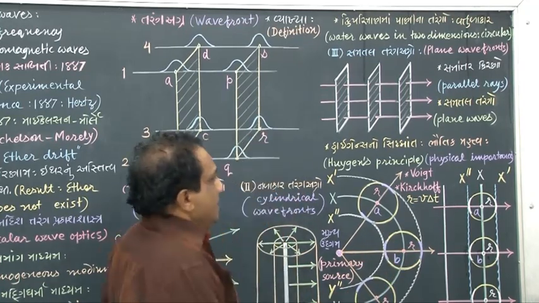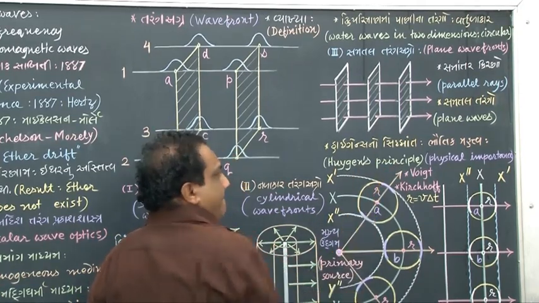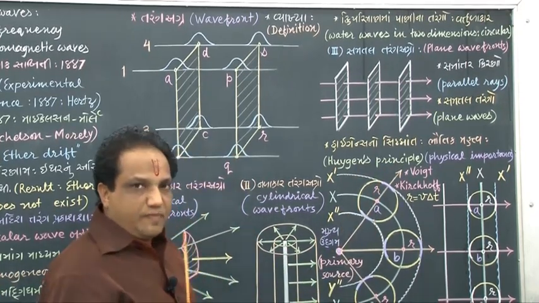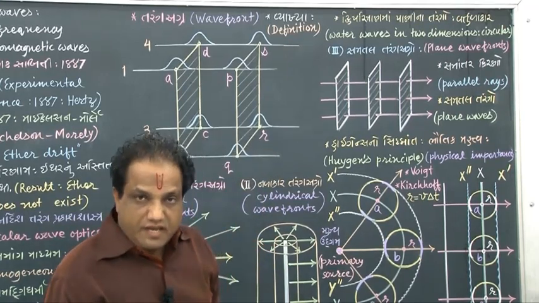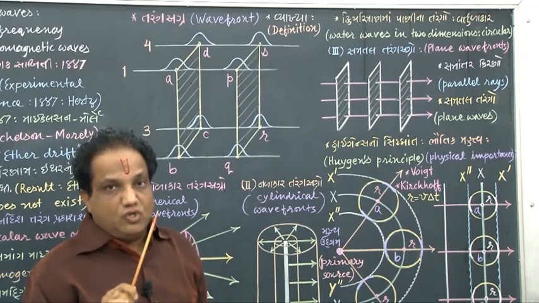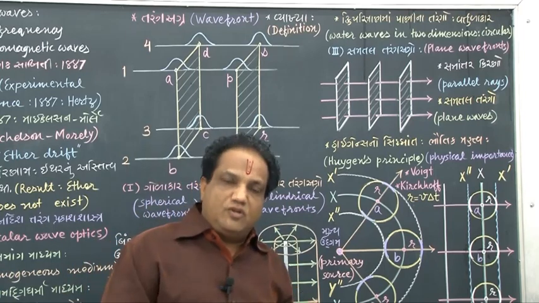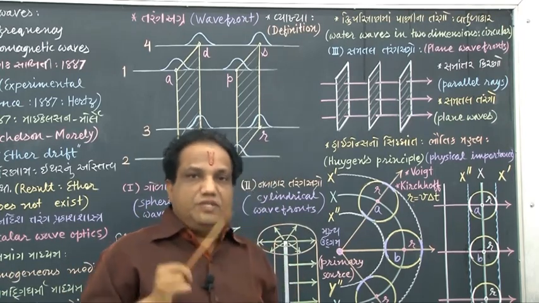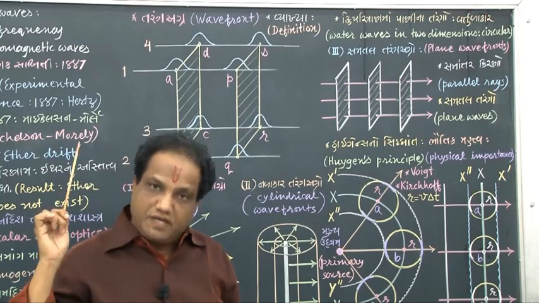Fine. Now let us study what is called Huygens Principle. In order to explain the propagation of light waves, Mr. Huygens had proposed one principle called Huygens Principle. You know what is its physical importance? Using Huygens Principle, we can construct the shape and position of new wavefront geometrically, correct?